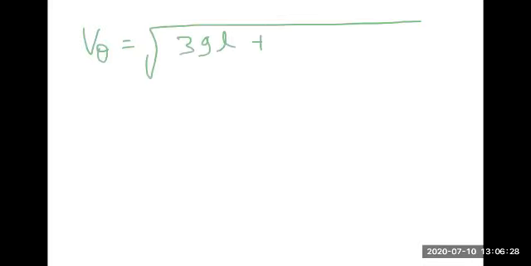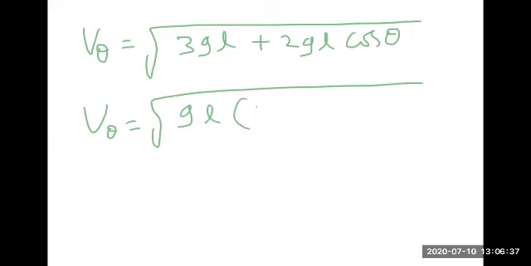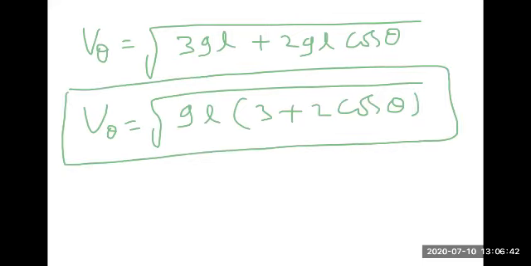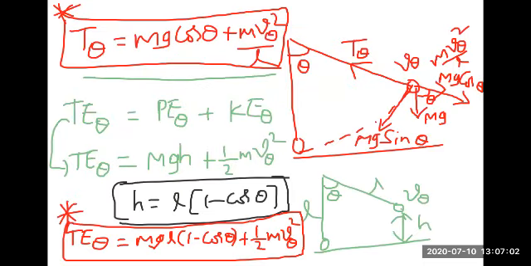From that expression, I can write v theta is equal to root over 3gl plus 2gl cos theta. So v theta value I can write as root over gl into 3 plus 2 cos theta. This is the velocity at any instant formula. So actually we derived the velocity at any instant. Fine. That is the v theta value we got.